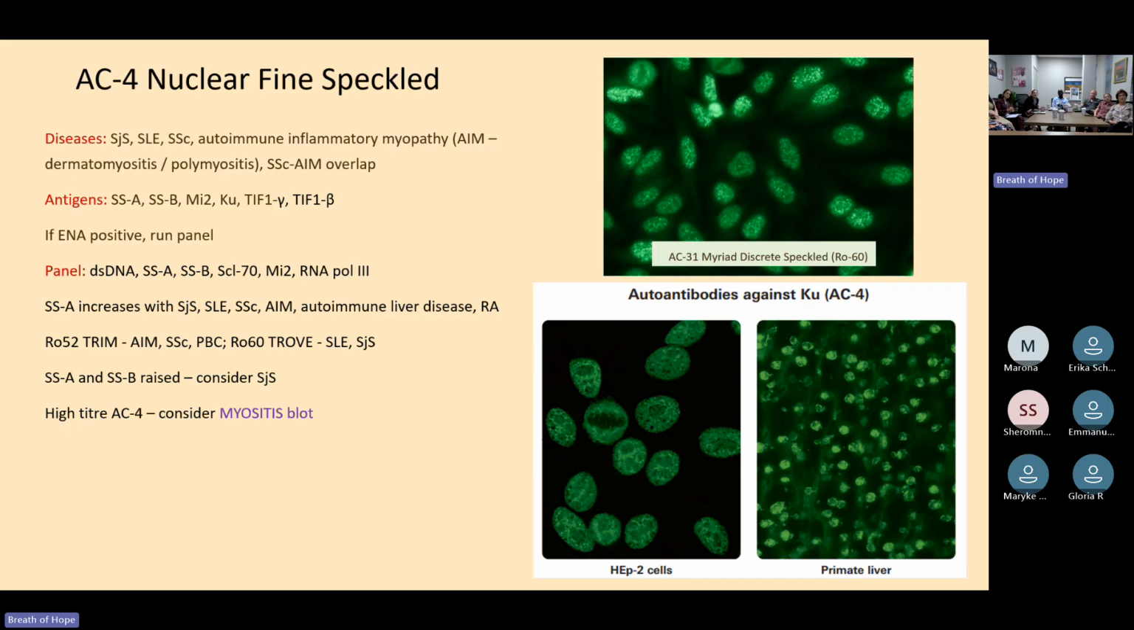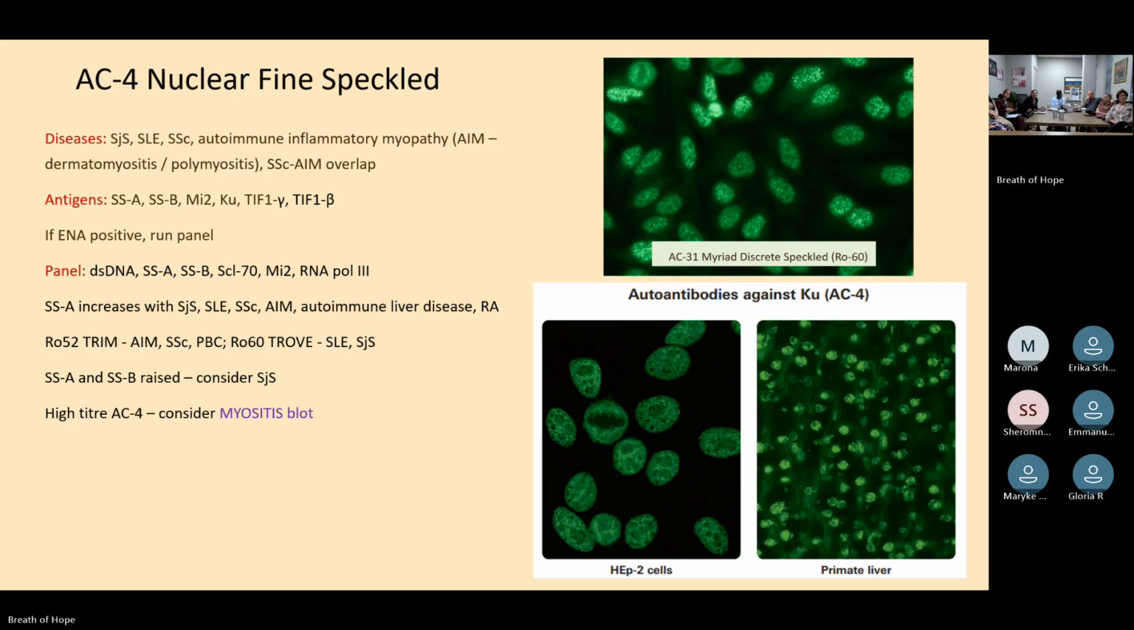The one on the top here is just a new one that they've included in the classification. It's called myriad discrete speckled, and it actually picks up Ro60. So you can see it is fine speckled, but they're very bright. There's many of them, and they're very bright. It's just why you might want to know which, because this is more associated with SLE and Sjogren's than Ro52.